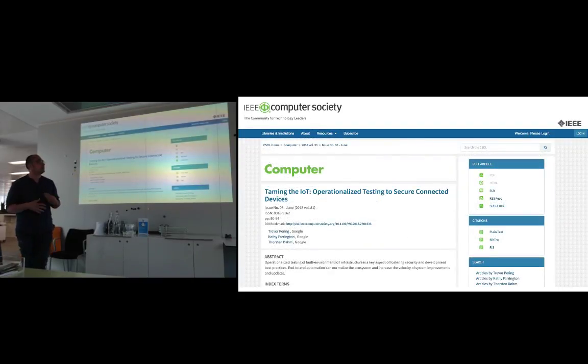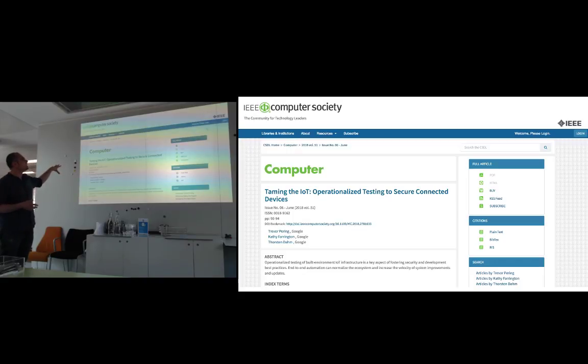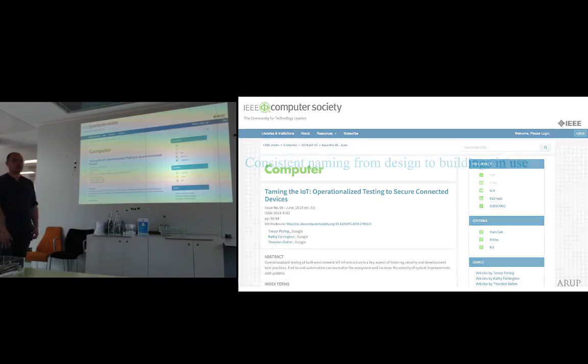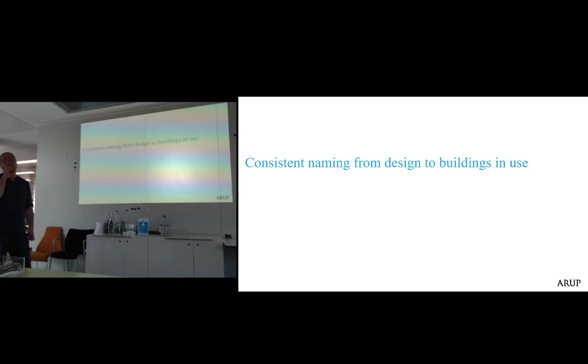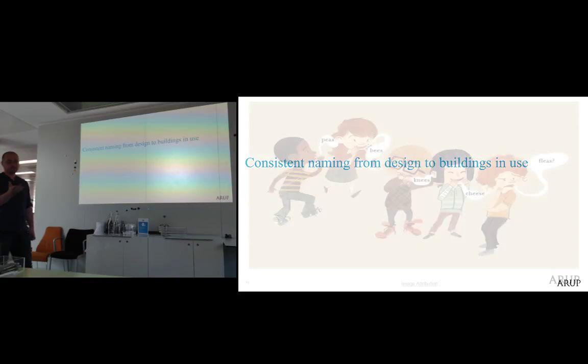This level of standardization, I think Kathy mentioned an article before. You can start reading the bit about testing already in an IEEE article that has been published. In the next few slides, I'm going to focus a little more on the naming part, which is the bit that I curated during that workshop. So you can move to the next. The topic is consistent naming from design to buildings in use.